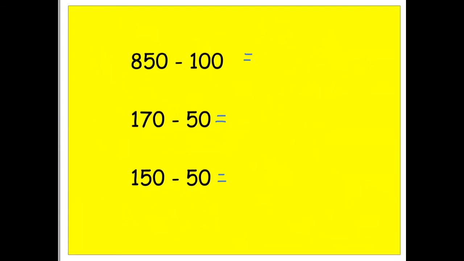Again, we're subtracting, this time hundreds, so we've got 100 to be taken away from 8. 8 take away 1 is 7, and the other digits remain the same. Here we have tens, we're taking away 50 tens, and we've got 7 tens. 7 take away 5 is 2, so 1, 2, 0. And the last one, tens, taking away tens, 5 tens, take away 5 is 0, so we end up with 100 as our answer.